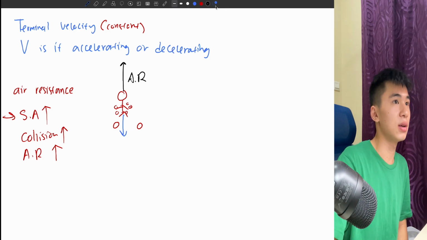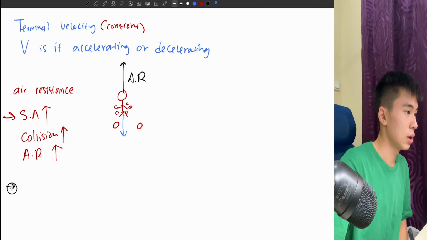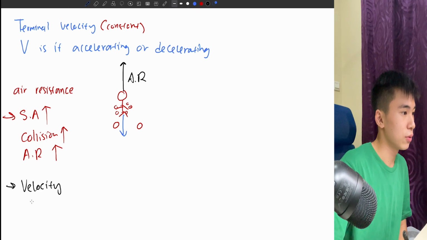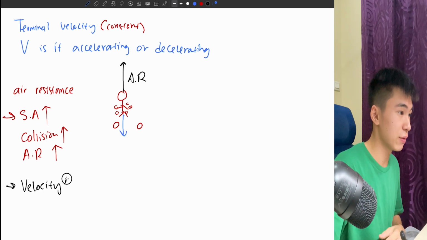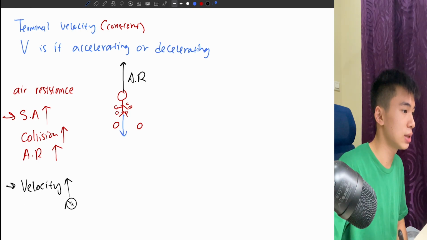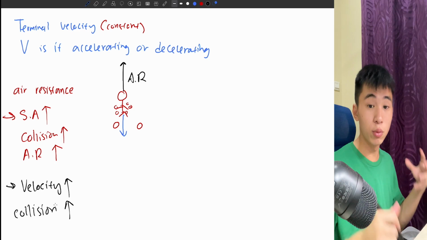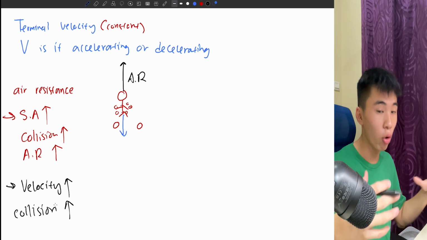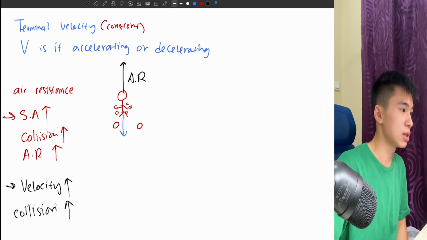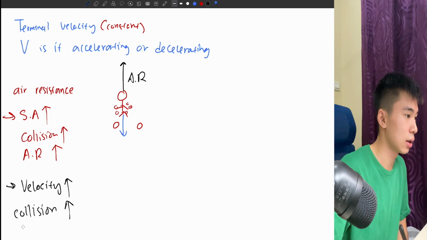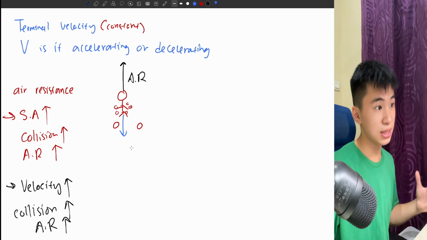And one more thing is that if you increase in speed, which means an increase in velocity, you will increase in collisions with air molecules as well, because if you move faster, you will collide with more and more air molecules. This causes an increase in air resistance as well. This is the basic concept.